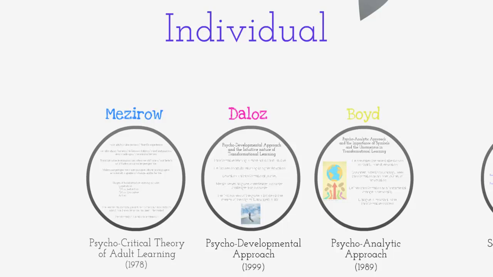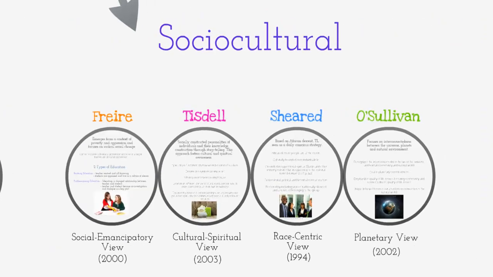The second group will be sociocultural. Freire talked about the social action and the emancipatory view of transformational learning. He focused on emerging from a context of poverty and oppression, and that we need to transform our learning to focus on making some radical social change.